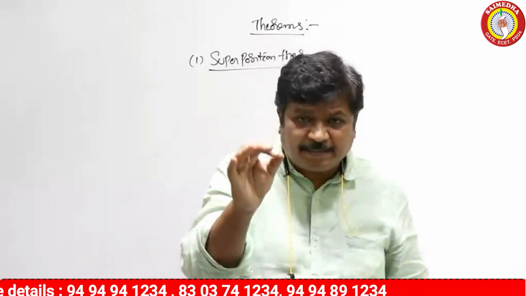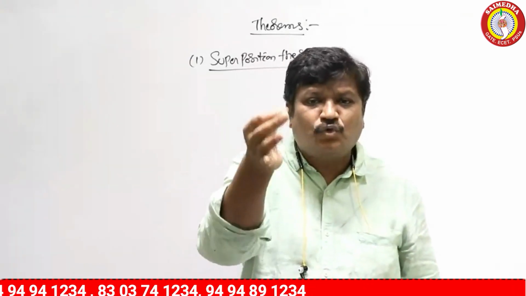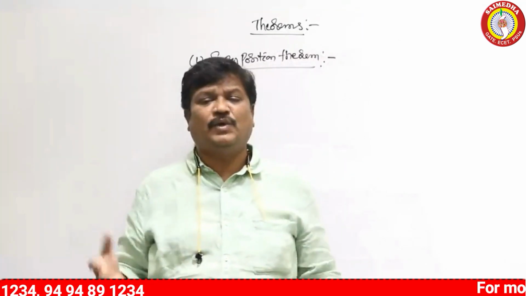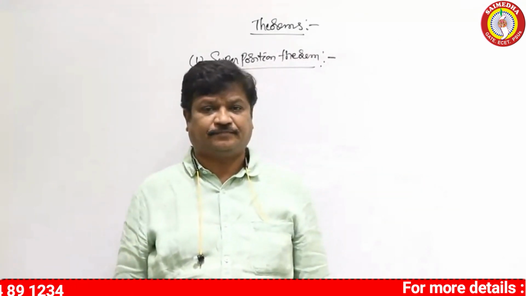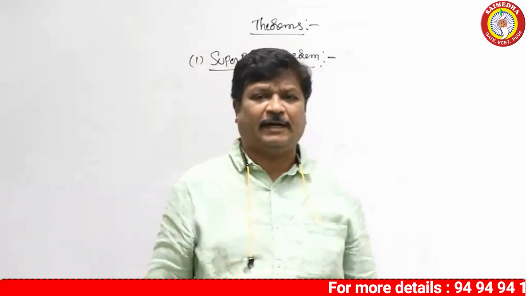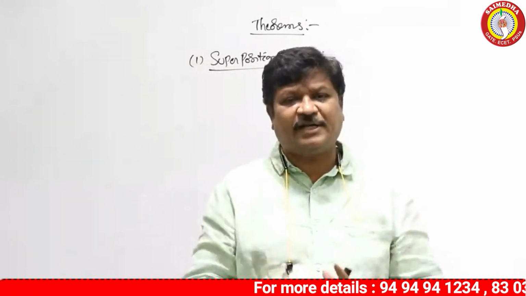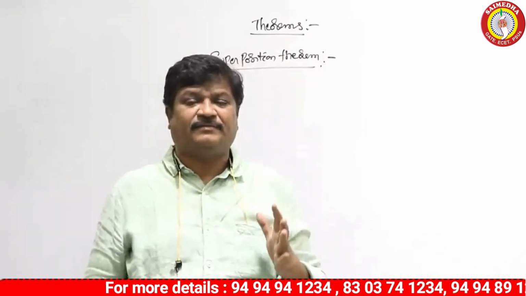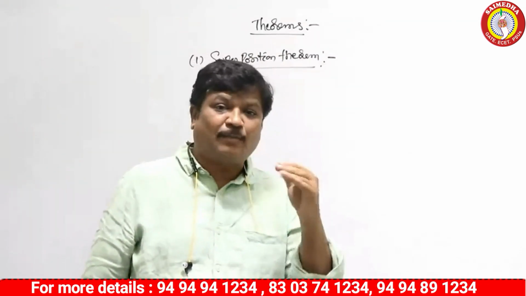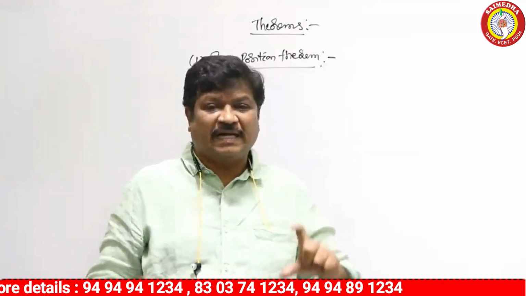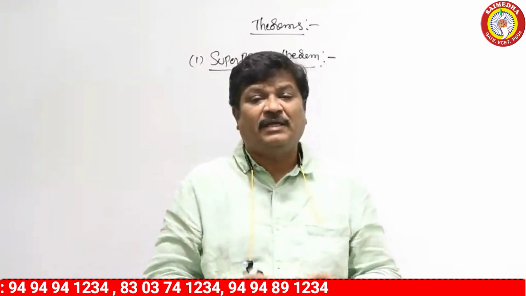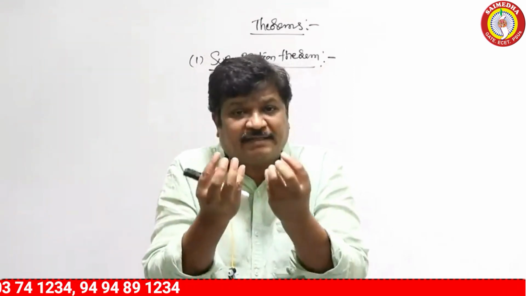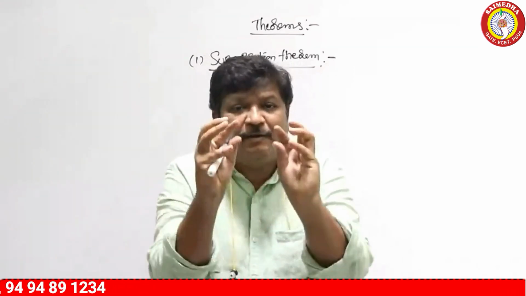This theorem is applicable only when two or more sources are available. When a single source is available, you need not apply the superposition theorem. Have you got my point or not? So, what is the definition? A linear active bilateral network contains two or more sources. The response of any element is equal to the sum of the individual responses obtained by applying the individual sources separately.